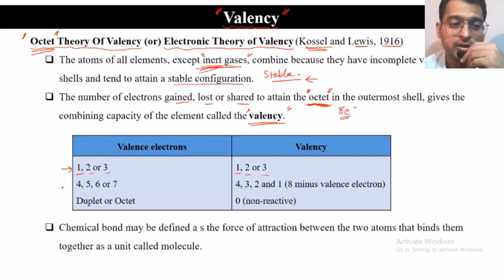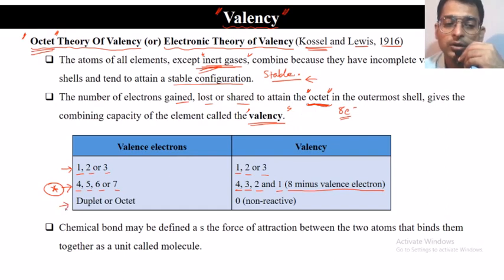But if the valency electrons are 4, 5, 6 and 7, with the property of non-metals, then what will be the valency? It will be 8 minus valency electrons. So it will be 4, 8 minus 5 is 3, 8 minus 6 is 2, 8 minus 7 is 1. So this is very important. If the valency electrons are 4, 5, 6, 7, then the valency will be 4, 3, 2, 1, because it is easy for it to gain electrons in order to attain the octet configuration.